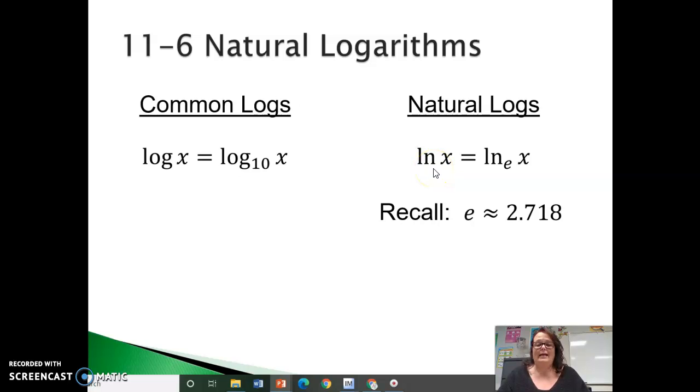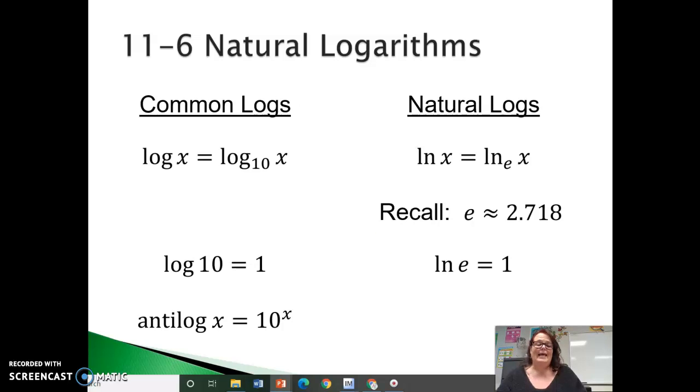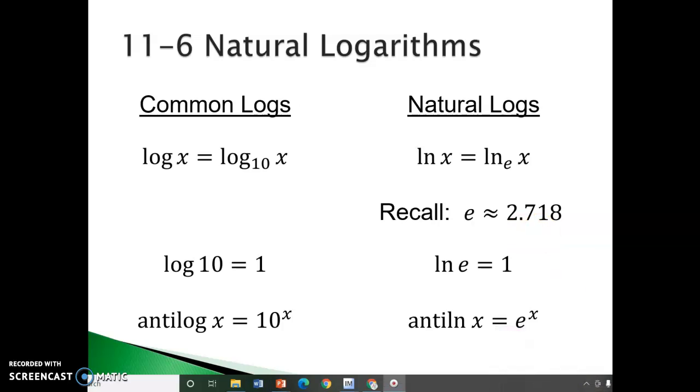Or if I say natural log, or as I think of it, log naturel, think of it like French, then we get the log base e of x. And so recall that e is around 2.717 or 2.718. So if I have the log of 10, it's equal to 1. If I have the natural log of e, it is also equal to 1, because when the base is the same, then we get the exponent. And anti-log of x really means 10 to the x power, whereas the anti-natural log of x is equal to e to the x.